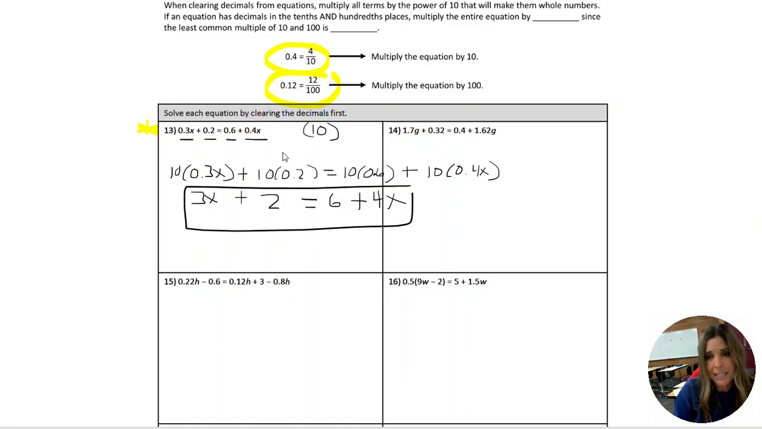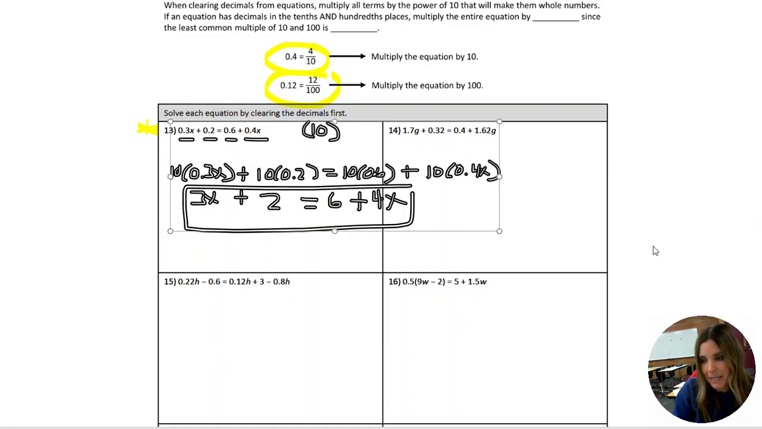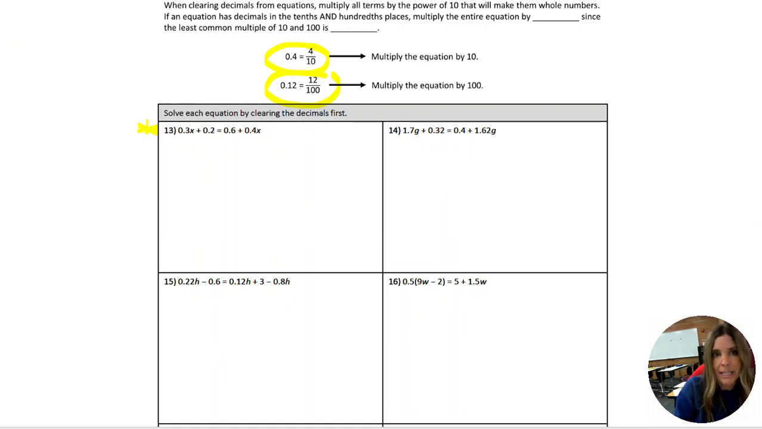So that is an example of one where they are all in the tenths place. And then number 14 is an example of one where you have this one to the tenths, but this one's to the hundredths. This one's to the tenths, but this one's to the hundredths. So you're going to have to multiply everything by 100 in order to clear out the decimals here.